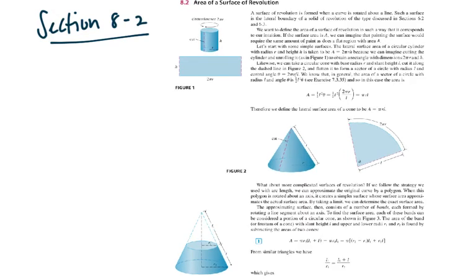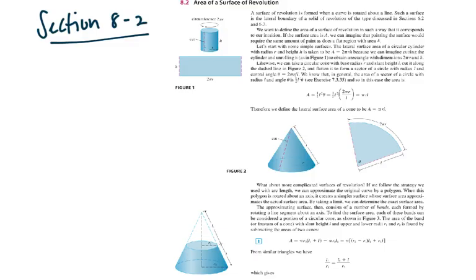Section 8.2 is on the area of the surface of revolution. A surface of revolution is formed when a curve is rotated about a line. The same surface is the boundaries that we used for volume. Volume filled it in. Now we're just looking at going around the outside.